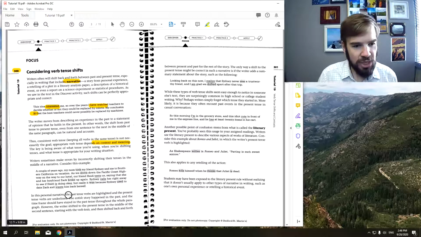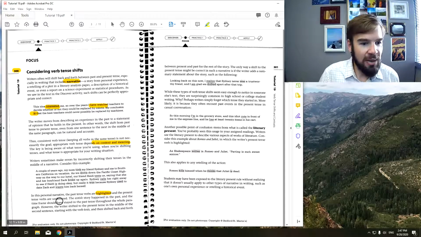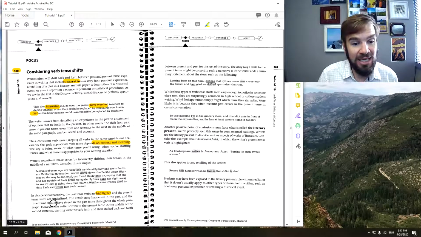In this personal narrative, the past tense verbs are highlighted, and the present tense verbs are underlined. The entire story happened in the past, and the time frame should have stayed in the past tense throughout the whole paragraph. However, the writer shifted to the present tense in the middle of the second sentence, starting with the verb texts, and then shifted back and forth between present and past for the rest of the story.